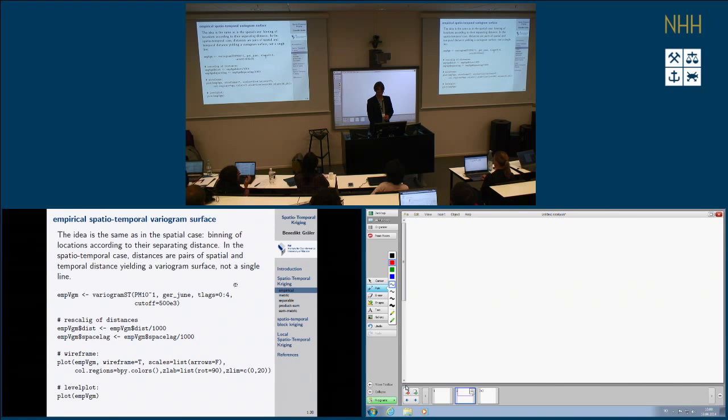And what you provide to it is what you would like to estimate the variogram of. So here it's the variable name PM10. GEOJUNE are the values for Germany over June. And we have a temporal lag. This is the lag between days that we look at. So zero stays in the same day, then 1, 2, 3 to 4 days. So these are the blocks of days that we're looking at. And we set a spatial cutoff at 500 kilometers. So we don't look at pairs of locations that are further apart than 500 kilometers.